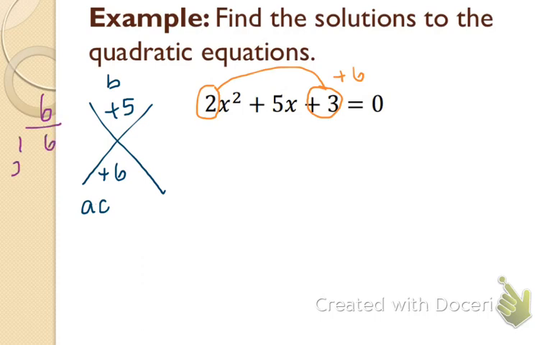Next we need to find the factors of AC that will give us that 5. So 1 and 6, 2 and 3. Now you got to be careful because both 1 and 6 and 2 and 3 can somehow give us a combination of 5. But the one that we're looking for is the one that's going to be both positives. So 2 and 3.